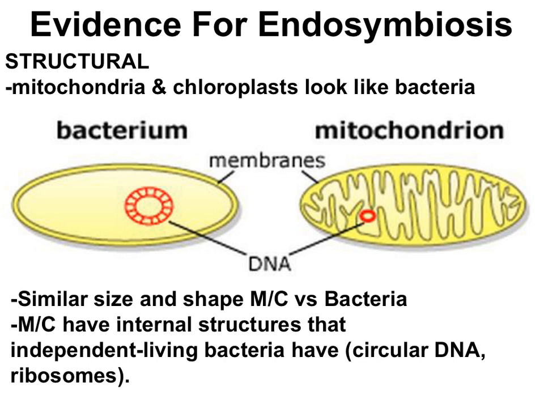So, how does this support the endosymbiotic theory? Well, we know that similar structures can be indicators of evolutionary relatedness. The fact that mitochondria and chloroplasts have a similar size, shape, ribosomes, and uniquely shaped DNA, same as bacteria, suggests that mitochondria and chloroplasts are related to bacteria.